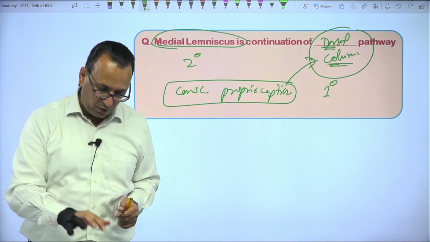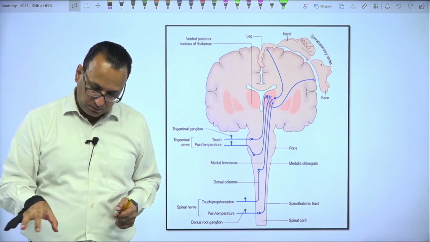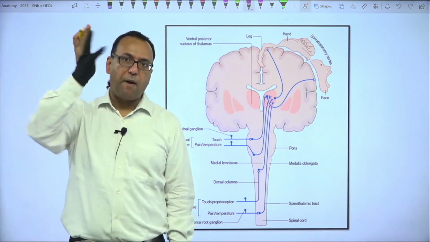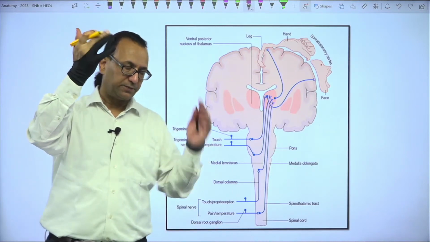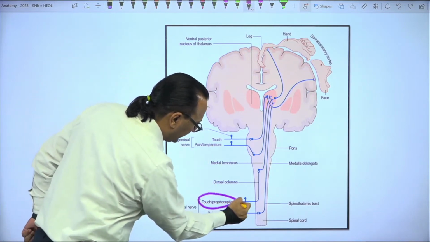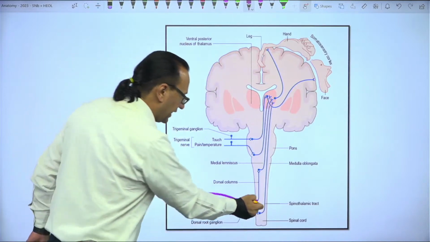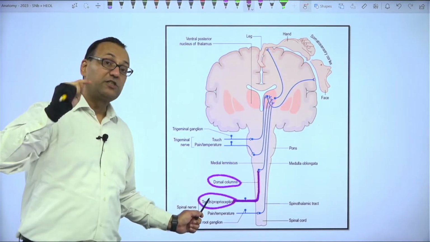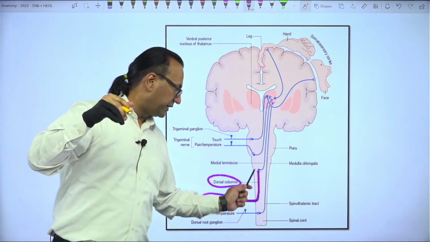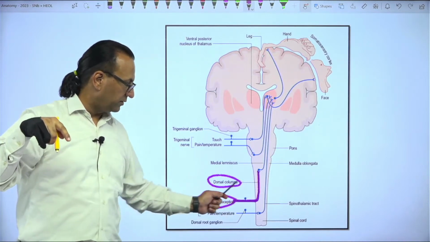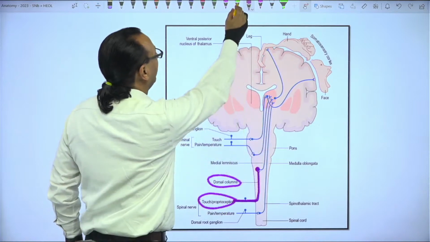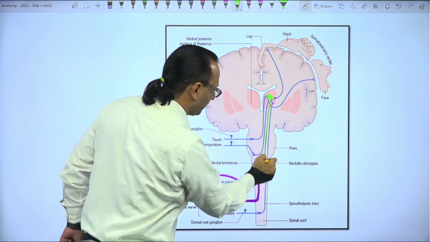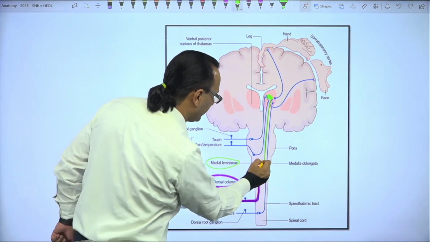It will become more evident when you look at this. Say you are talking about proprioception from the upper limb, which we just discussed. Proprioception from the upper limb enters the spinal cord and runs ipsilaterally as fasciculus cuneatus in the dorsal column and reaches the medulla oblongata. At the medulla oblongata, the second order neuron will start, cross the midline and go to the thalamus. That is called medial lemniscus, the second order neuron.